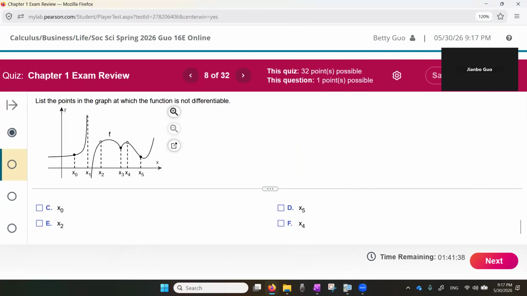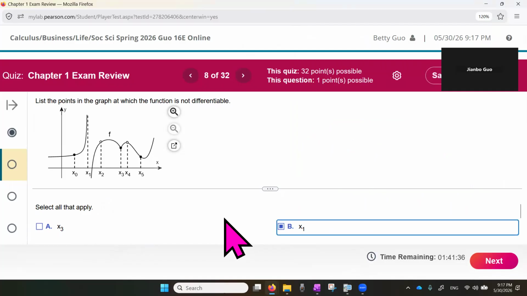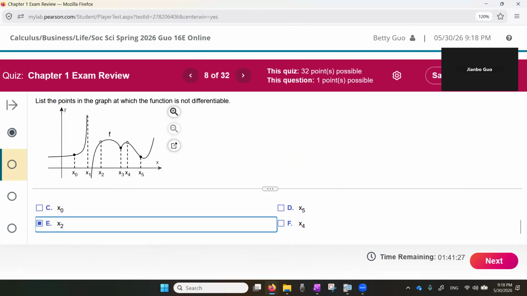Where is x1? Okay, here. We're going to click on that. What about x2? It is not continuous, right? Because there's a hole here. So we're going to click on x2 as well. The function is not continuous at x2, so the function is not differentiable at x2.